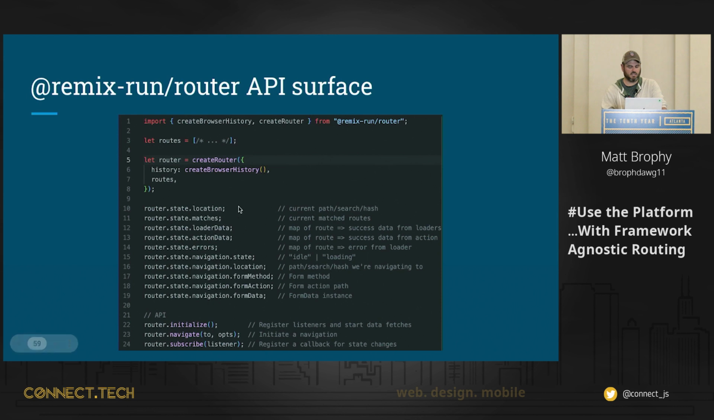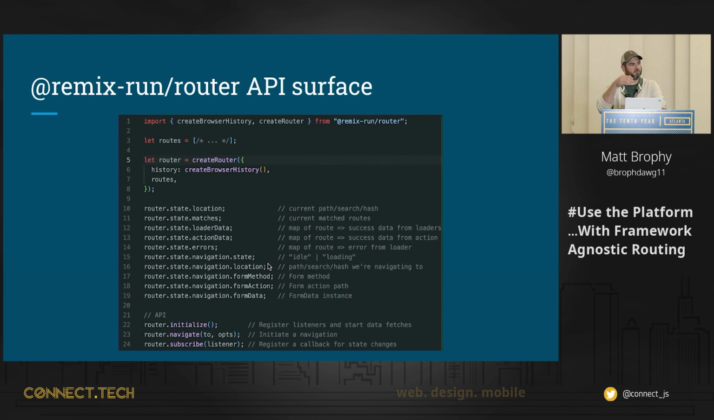The router state contains things like the location I'm at, the data I have for my loaders, what routes are actively matched, all of that stuff you might need to know about the state of the routing world. It also has an optional active navigation if we're in the process of navigating. That's going to tell us the state we're in. So navigation is either idle or loading or submitting, which I think I left out of here.